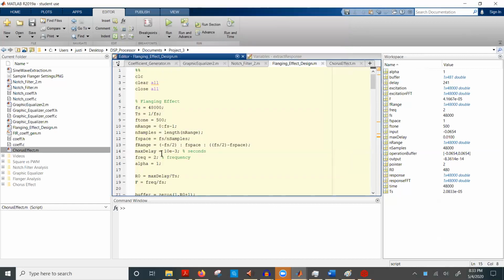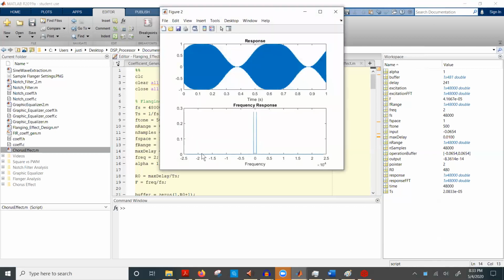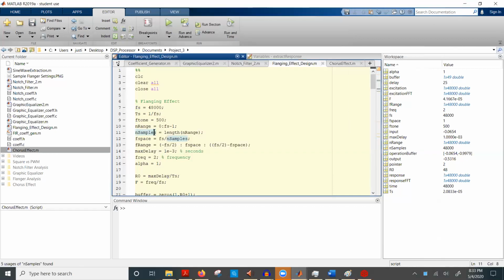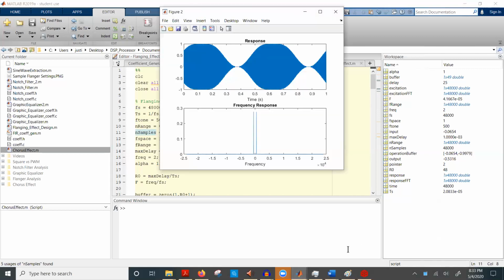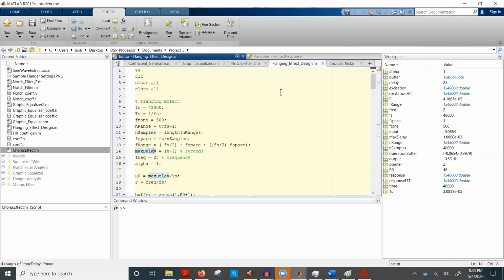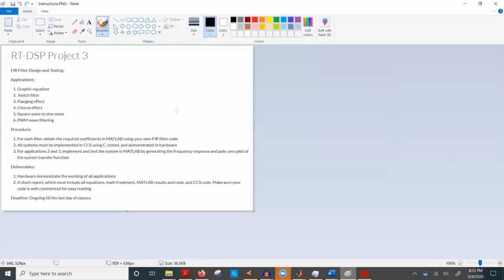So the maximum delay plays a very vital role in the shape of the modulated waveform, which affects the sound. So for the chorus effect, we want very small delays, so that they sound close together and can harmonize with each other. But if we want a large whining effect, then we want a large delay. So that's going to wrap up our discussion on the flanging effect and chorus effect.